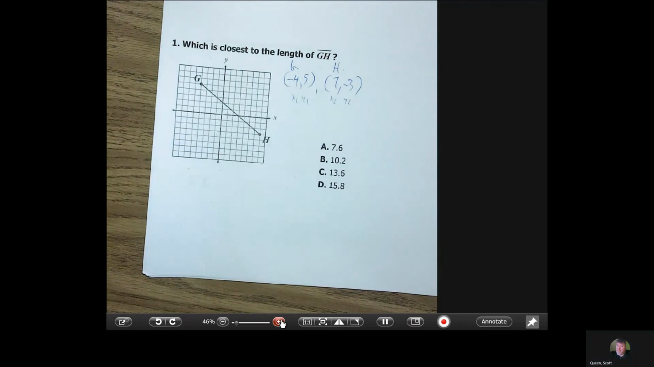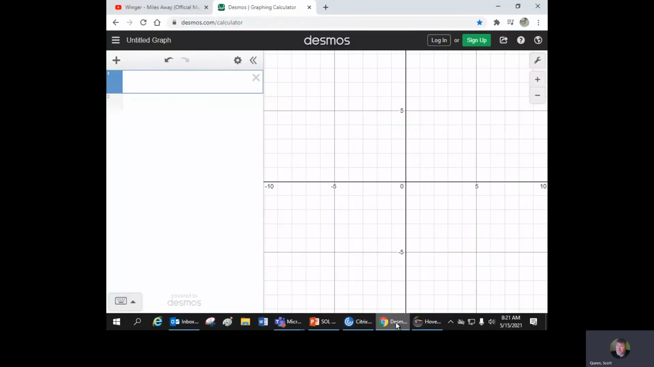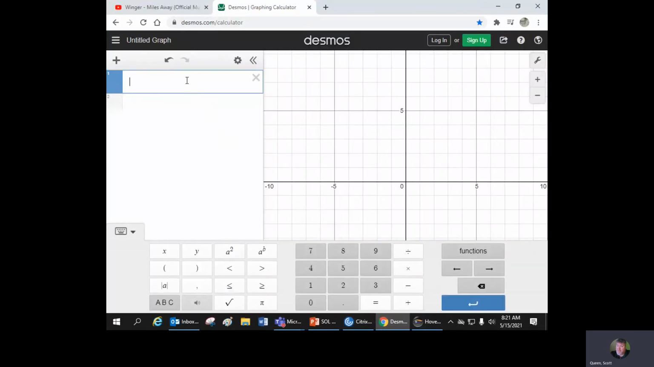That's what you've been taught, and that's what you should do. Unless you know how to use your calculator. I'm willing to bet that you have not seen this. I just recently discovered it myself. So watch this. All right, Desmos Graphing has some built-in features to it. Type in the word distance.